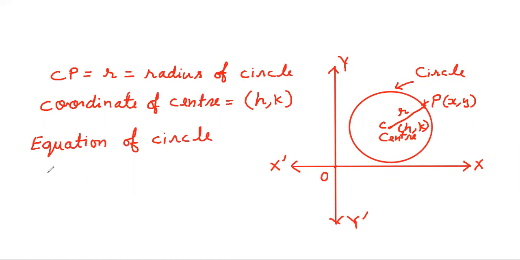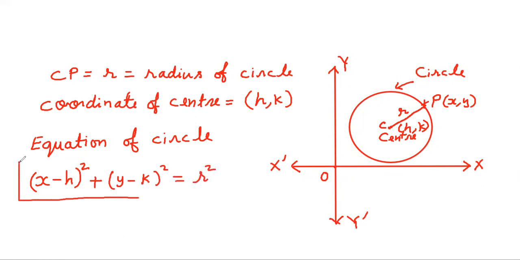The equation of the circle will be (x minus h) whole square plus (y minus k) whole square equals r square. You see, the first coordinate gives x minus h whole square, and the second coordinate gives y minus k whole square. This is the equation of the circle, a very popular equation of the circle.